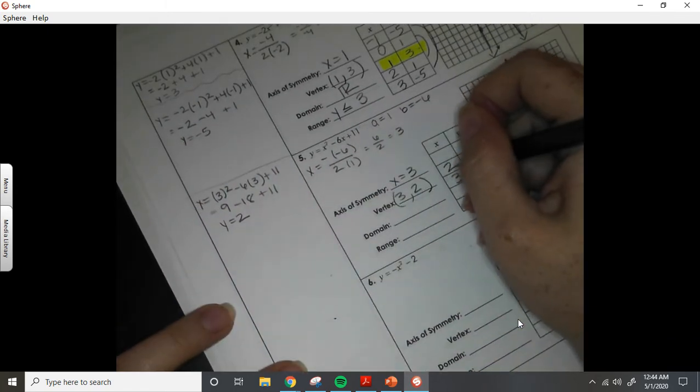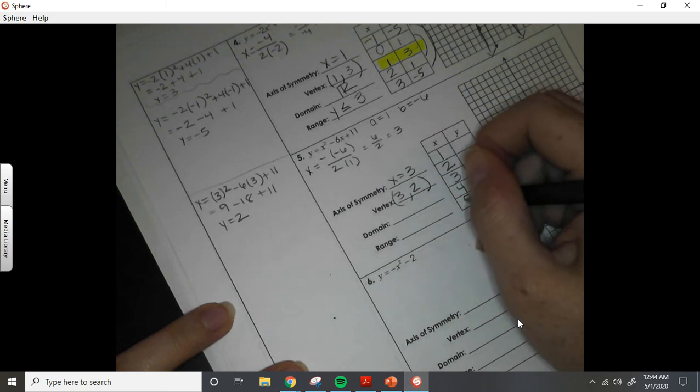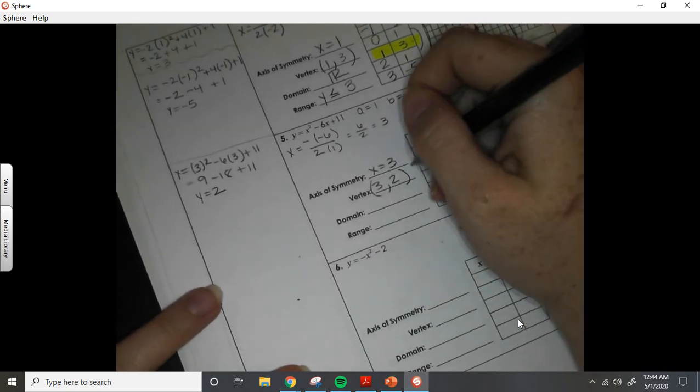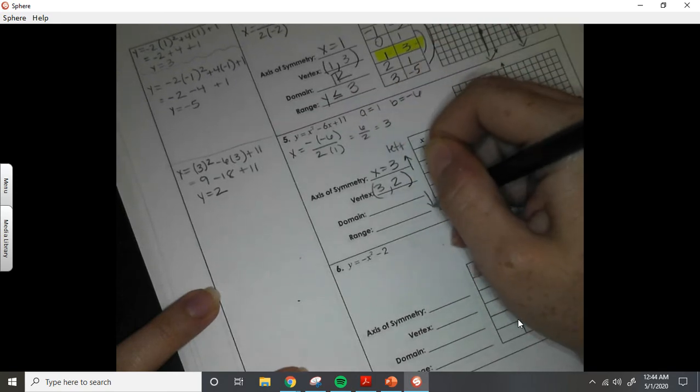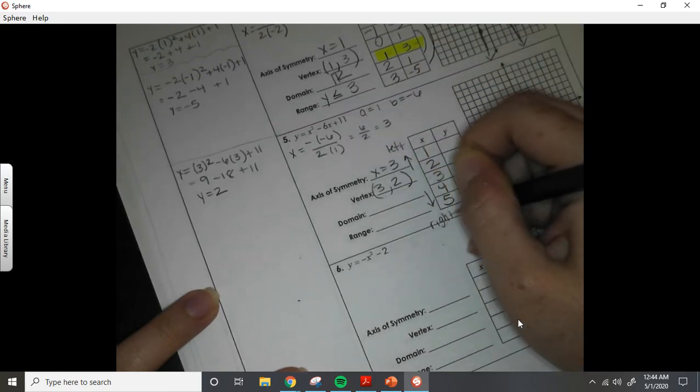Okay, so we're going to go 2, 1. We're going to go 4, 5. Up the graph is to the left of the number. Down the graph is to the right of the number.